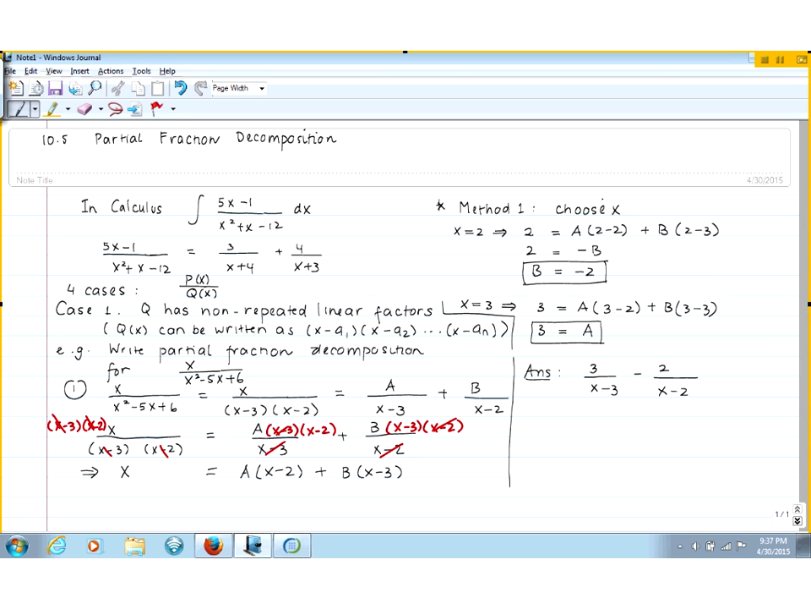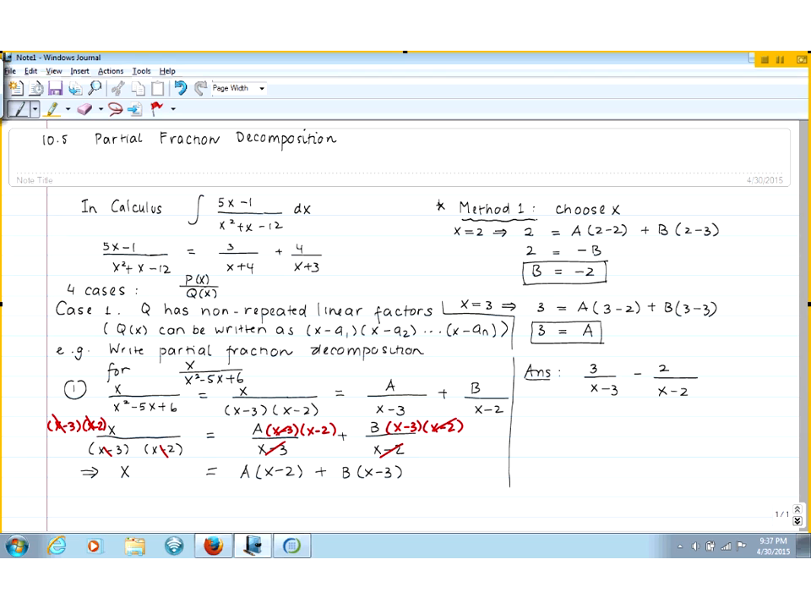Okay. So choose x. We want to choose x so that, if possible, we eliminate one variable. So if possible, we choose x in which we eliminate one variable.